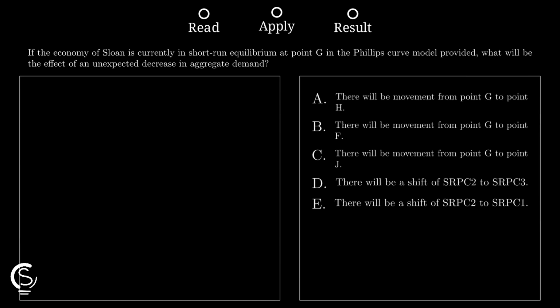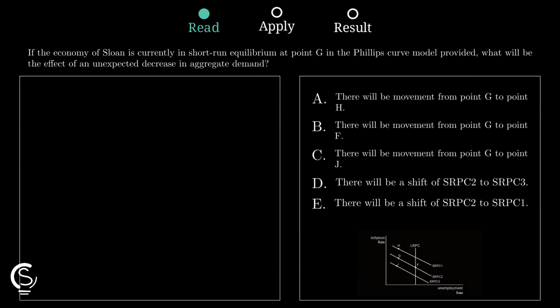An unexpected decrease in aggregate demand means spending falls across the economy. So firms sell less output and cut production. That pushes real output down and raises unemployment in the short run.